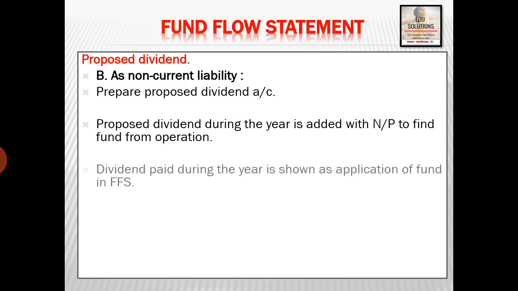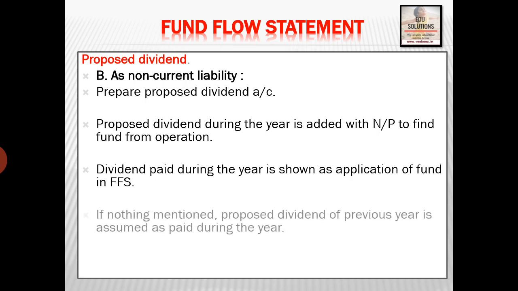Then another item we will get from proposed dividend account is dividend paid during the year. The amount actually paid by the company with the income tax department. Dividend paid during the year is shown as an application of fund. It is a payment of cash. So there is outflow. It is shown as an application of fund in fund flow statement.